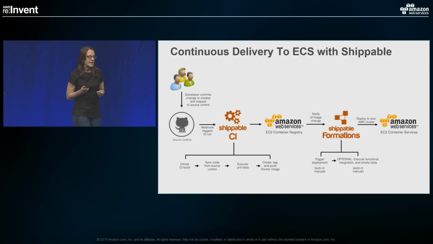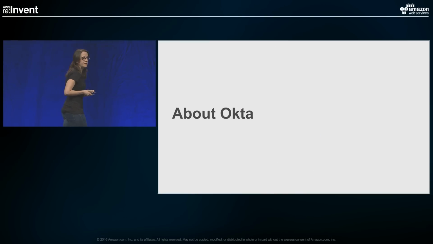So these are some examples of continuous delivery workflows, but actually we're going to have John Todd, Chief Architect of Okta, talk about how they do deployment with ECS. Awesome, thanks, Danielle.